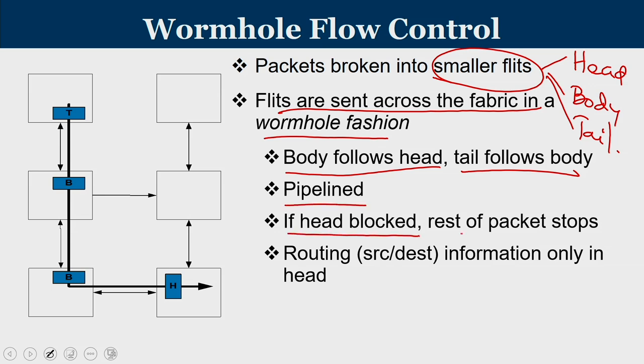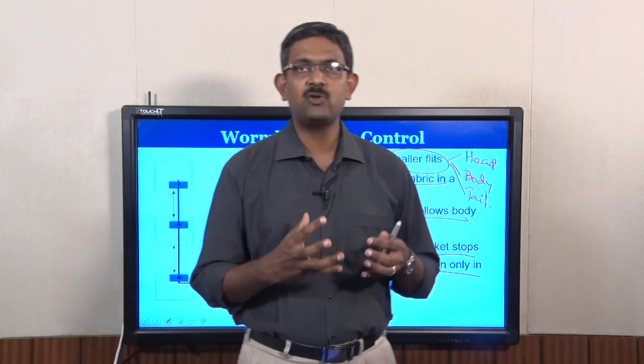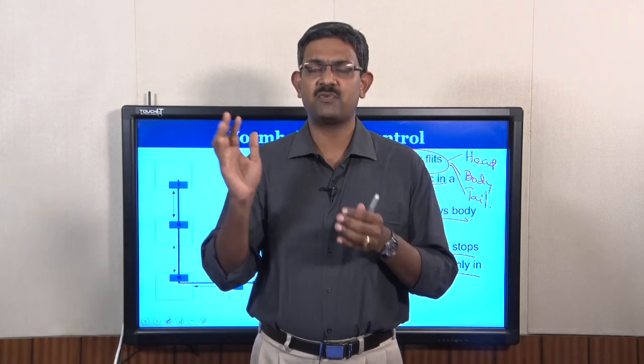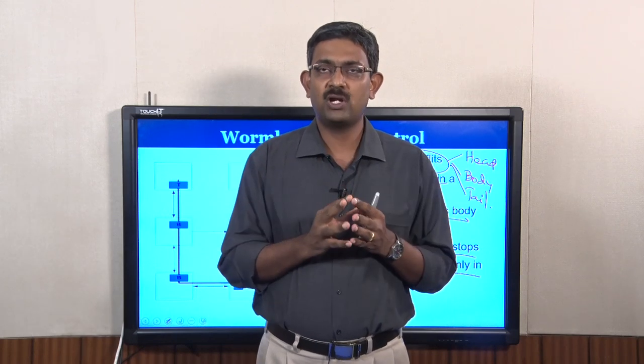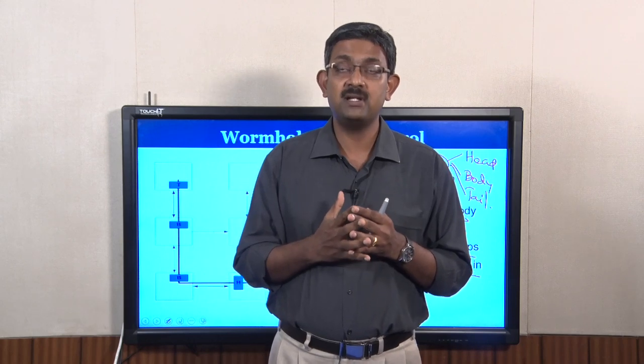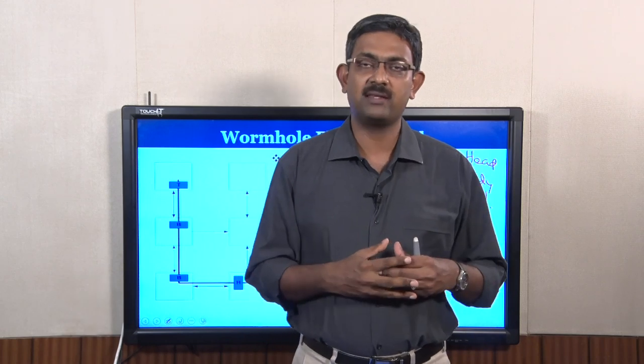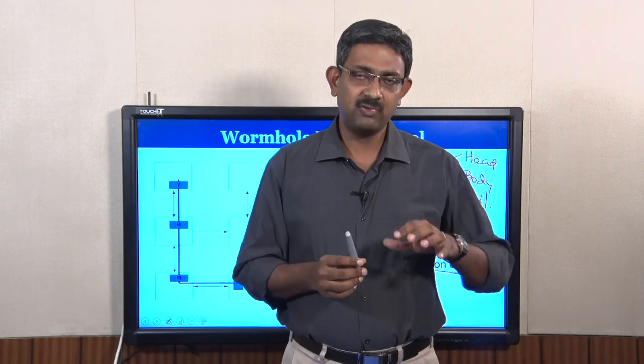So, if the head flit is blocked, the rest of the packet stops, and routing information, that is source and destination information, is all available only at the head. So, we will try to understand this concept. You have a packet which is further subdivided into smaller components called flits. The first one is called the head flit, which has a lot of control information, especially the source address, destination address, sequence number or any other parameter. Now, the head flit will move.